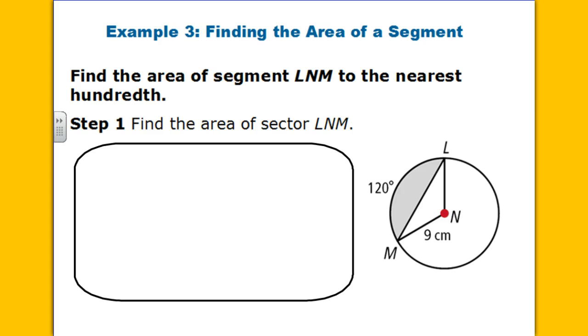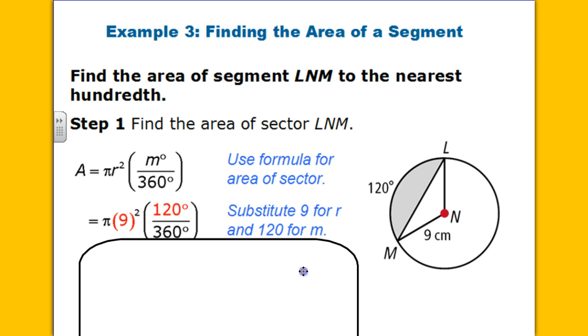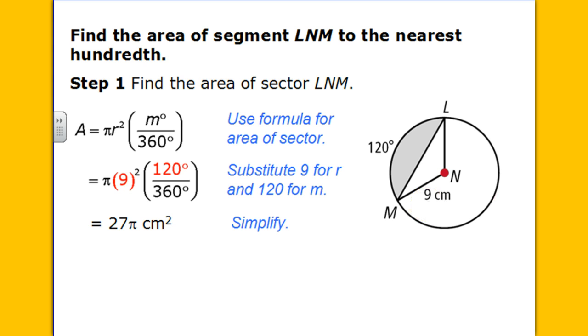Okay, let's find the area of segment LM to the nearest hundredth. Let's begin by finding the area of sector LNM. And so imagine this entire thing was shaded. We begin with the formula we were using yesterday, right? And so we have pi r squared times this percent, 120 over 360. And so we have a radius of 9, and we substitute our 120, and we can find that that sector area is 27 pi.